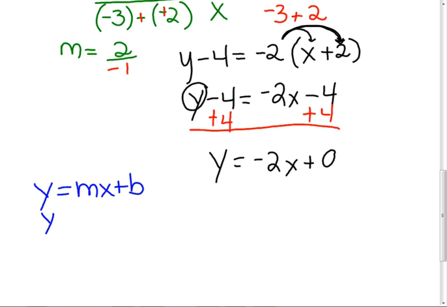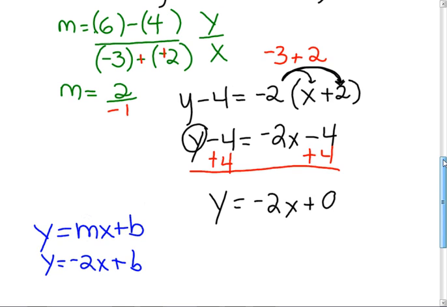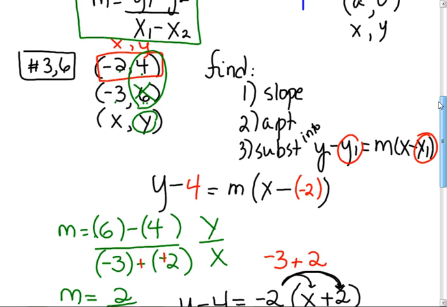Okay, so y equals negative 2x plus b. Corey, which point do you want to substitute in for x and y? It doesn't make any difference. One of these two ordered pairs you have to put in for x and y.